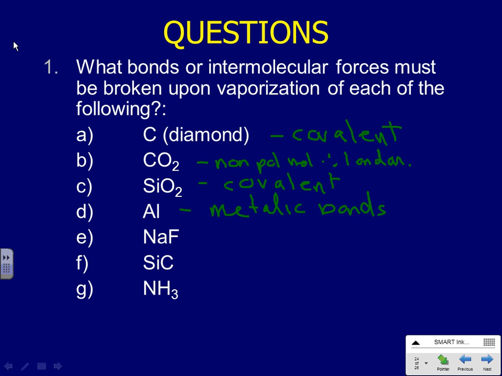Sodium fluoride. What kind of bonds are being broken there? Yep. Ionic bonds. Full opposite charges. We're breaking ionic bonds.